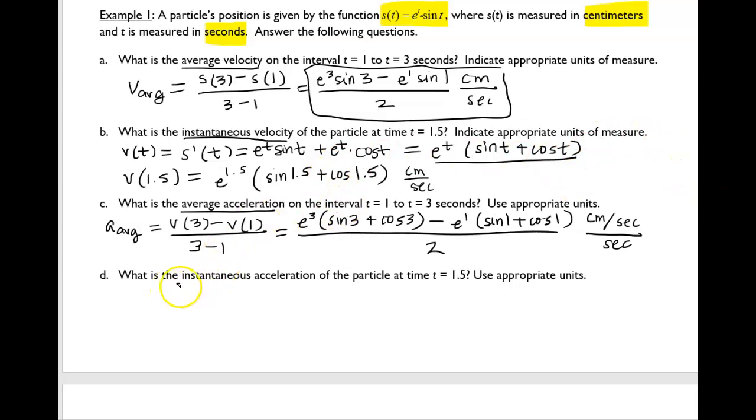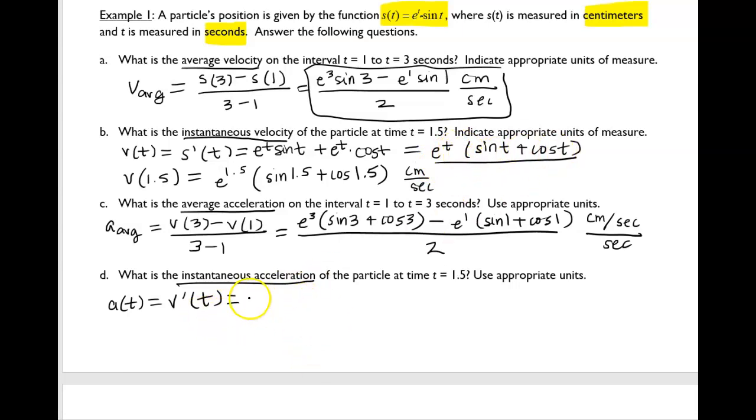So instantaneous acceleration, a of t, that is the derivative of velocity. And on the AP test, if you're introducing this new equation like a of t, I have to relate it back to the old equation. So v prime of t, and then I had already said v of t was s prime of t. So these are all connected back to this equation that was given to me. So I am going to take the derivative now of my v of t equation. That was this e to the t times sine of t plus cosine t.